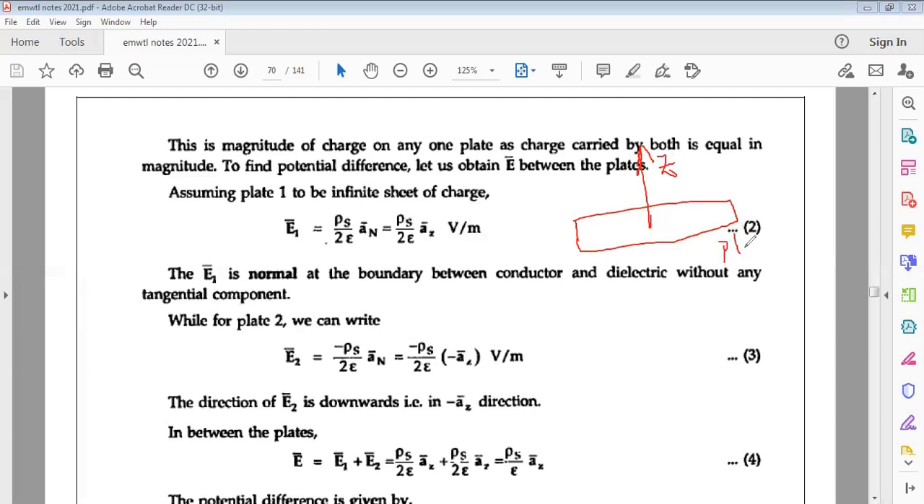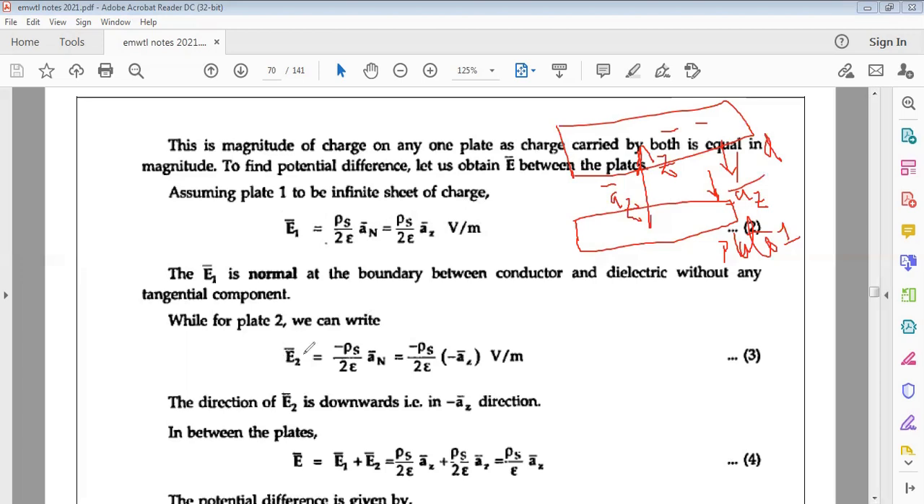So plate 1 is on the XY plane, and plate 2 is also parallel to the XY plane, but at a distance of d, with a negative charge density, and the direction is downwards. For the positive charge the direction is AZ bar, and for the negative charge uniformly distributed on plate 2 the direction is minus AZ bar. So E1 is equal to rho s by 2 epsilon AZ bar, volts per meter.